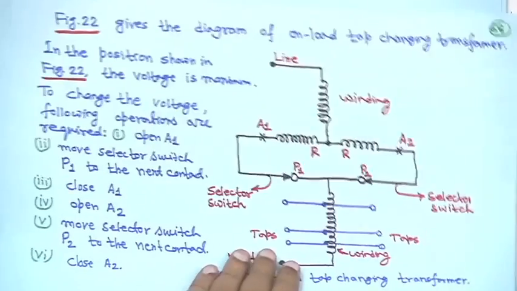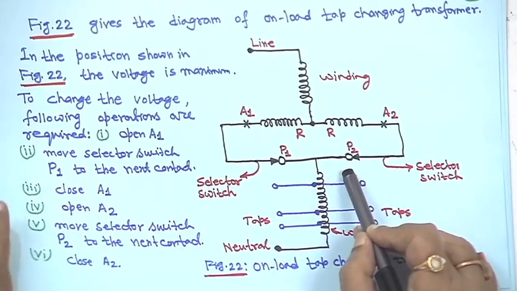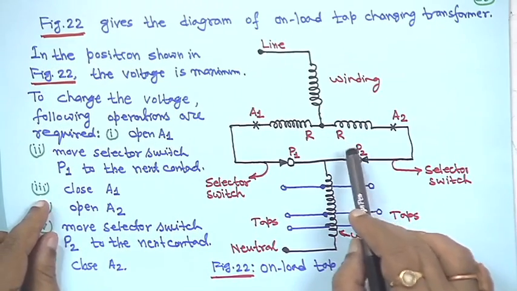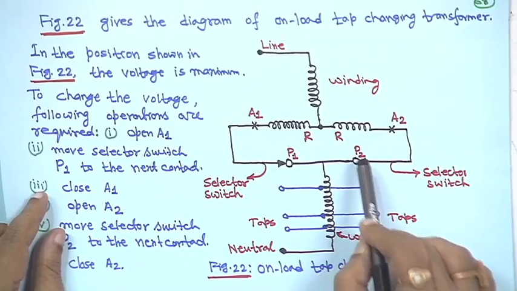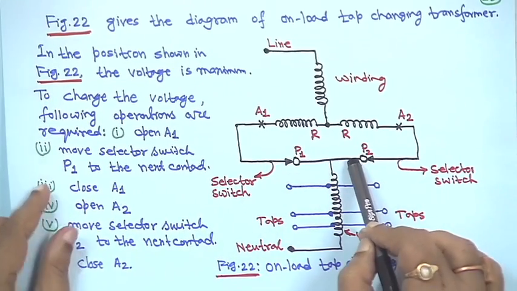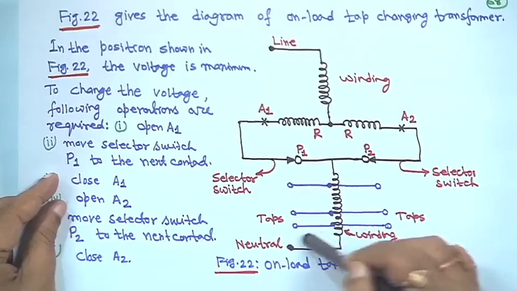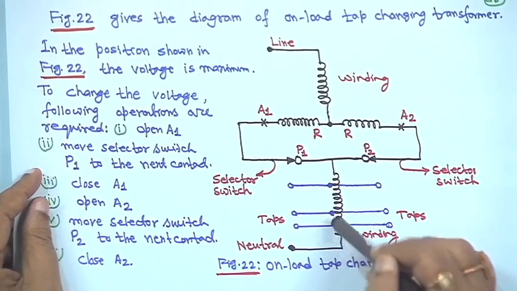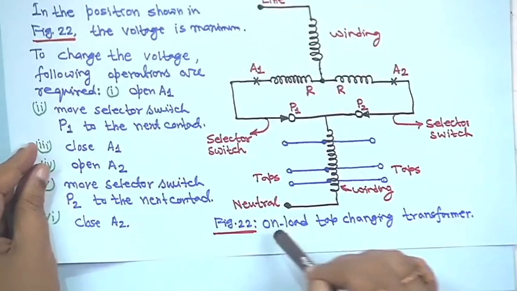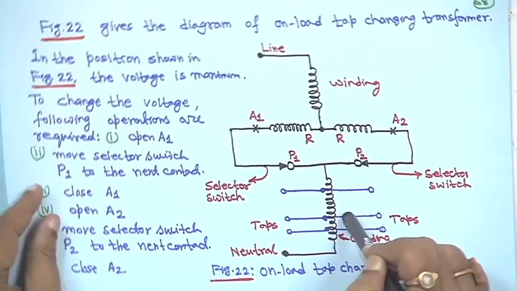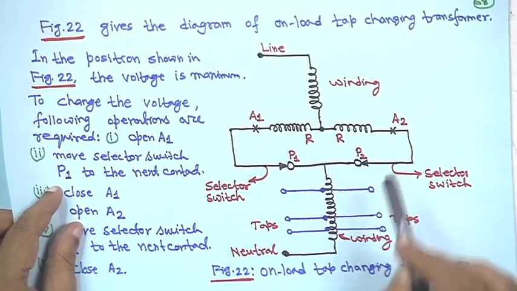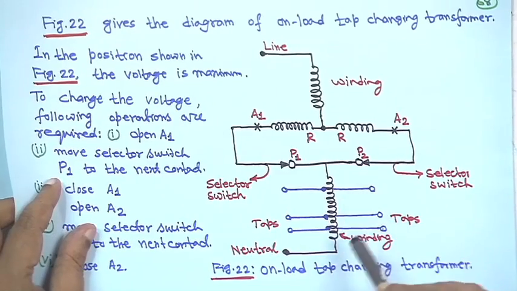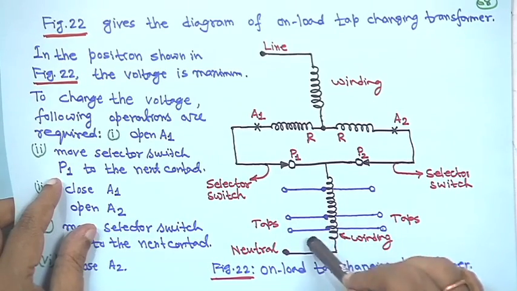Now, this is a typical TCUL connection, that is the on-load tap changing transformer. This is the connection shown when the voltage is maximum. This is figure 22, the voltage is maximum, this is the line and this is the neutral. All these connections have been made such that the tap can be changed. So, several taps may be there.